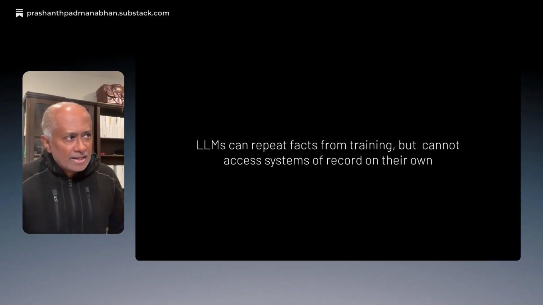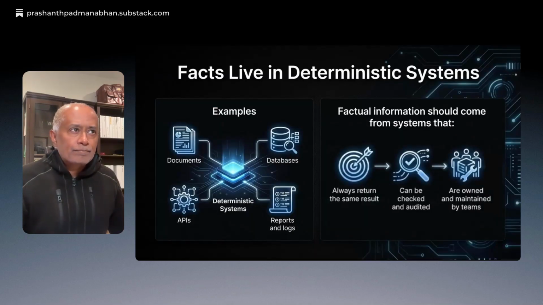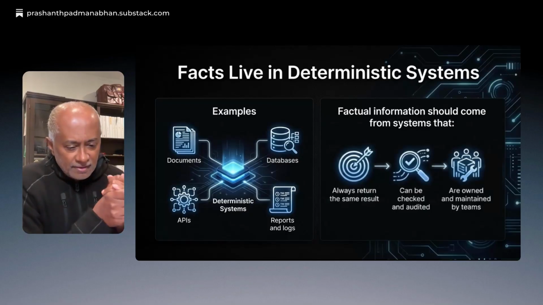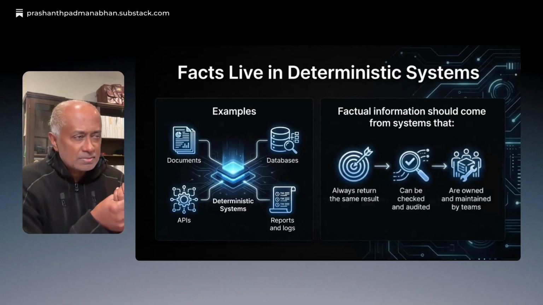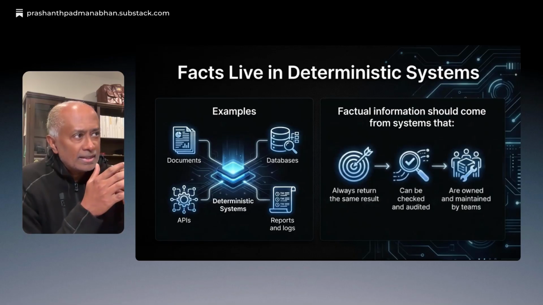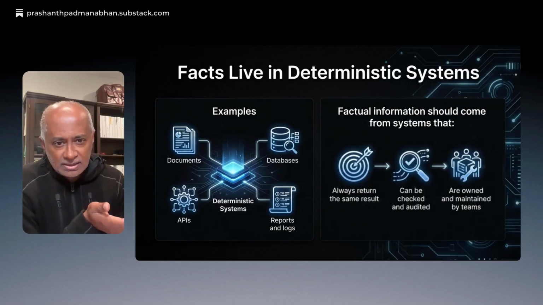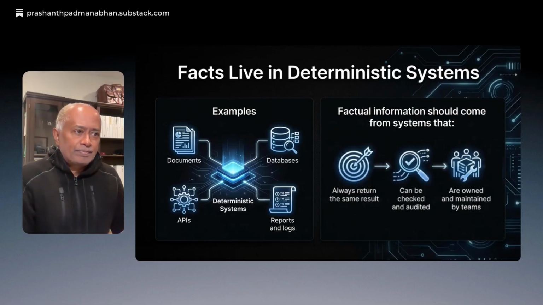LLMs can repeat facts from training, but they cannot access systems of record on their own because facts live in deterministic systems. Systems like databases, reports, logs, documents, and so on. And factual information should come from systems that always return the same result, results that can be checked and audited, and are owned and maintained by human beings.